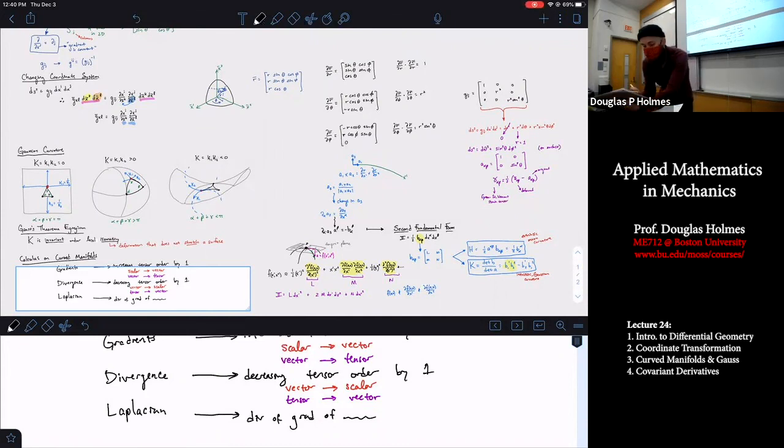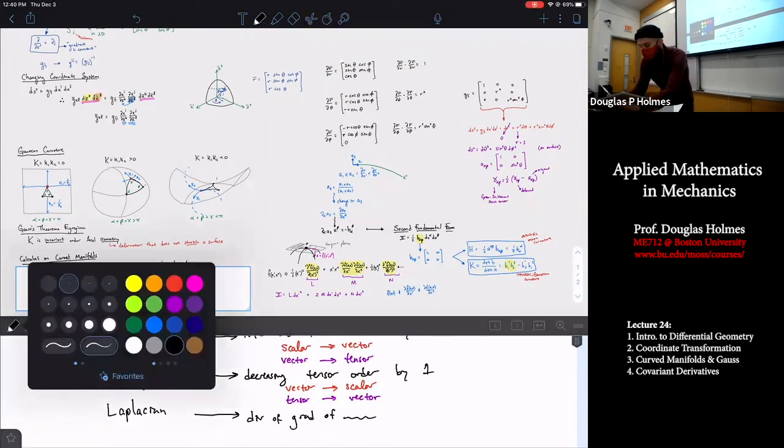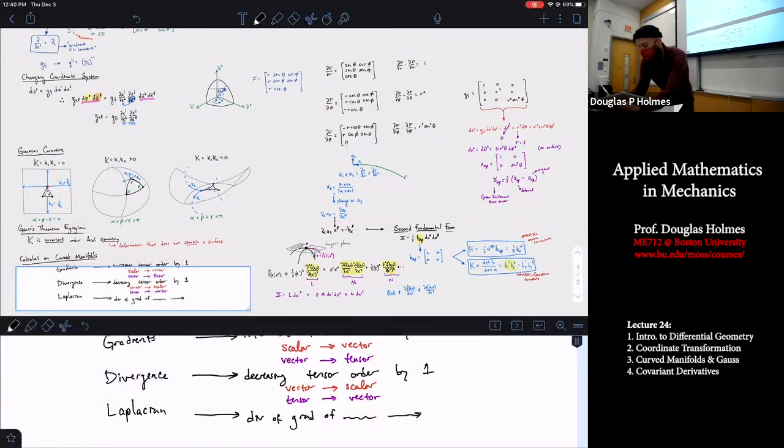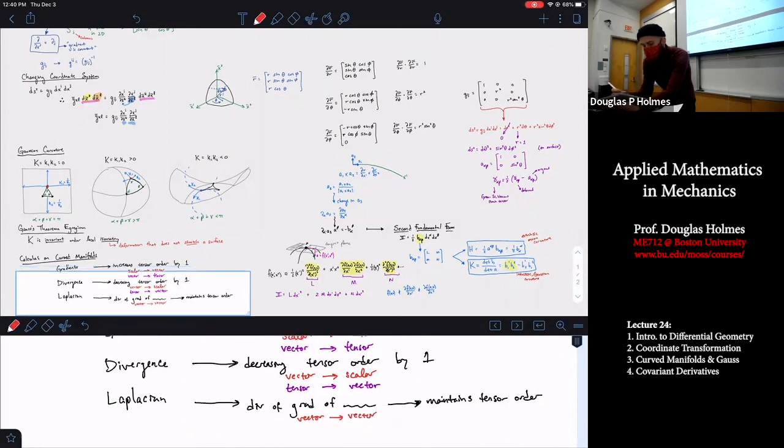So the Laplacian maintains the same tensor order. If you ask a Laplacian to operate on a vector, it spits out a vector. If you ask it to operate on a tensor, it spits out a tensor.